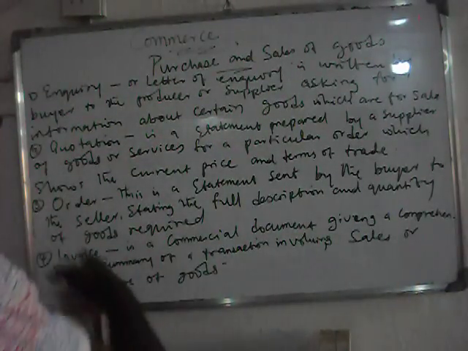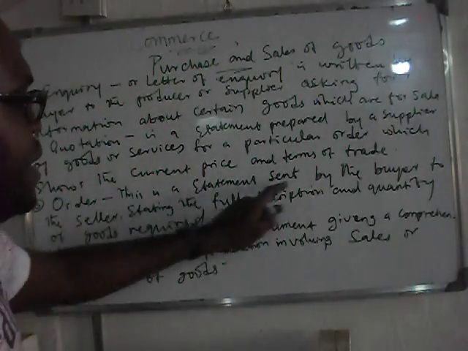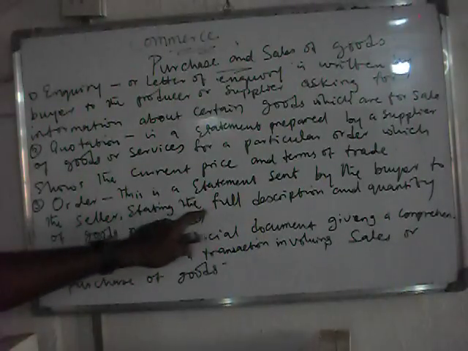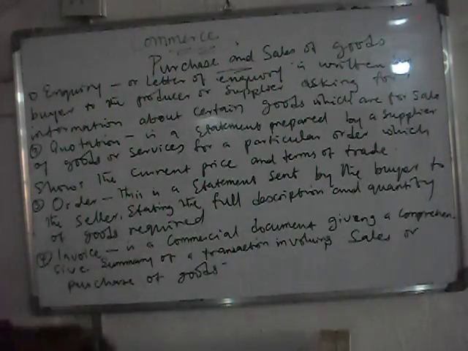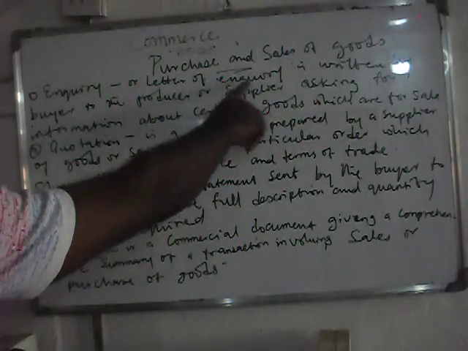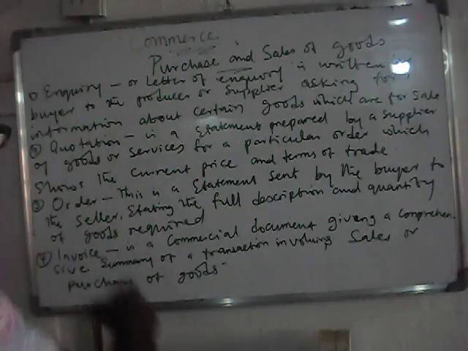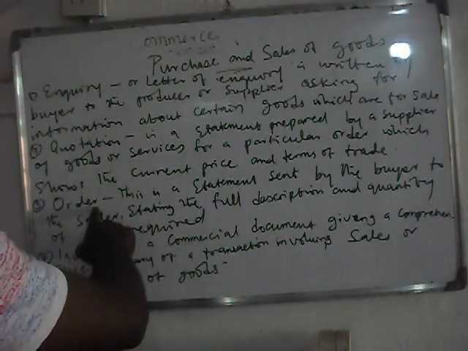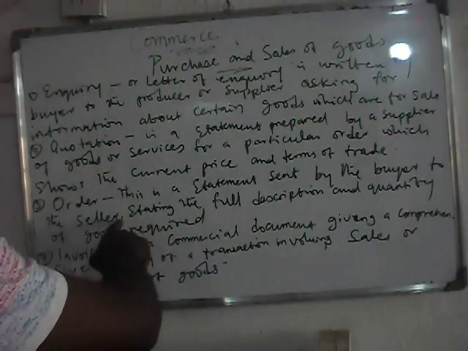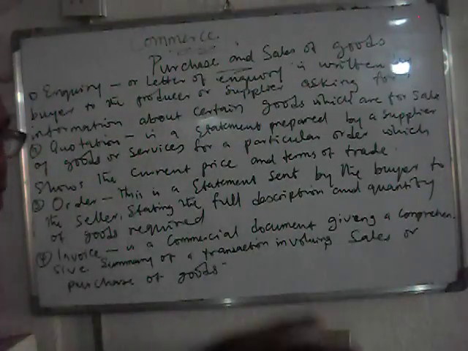Exactly. Then thirdly, we have what we call order. What is order? Order is a statement sent by the buyer to the seller, stating the full description and quantity of goods required. Now, after sending the letter of inquiry, knowing about the goods, now you've decided to buy the goods. So you send what we call order. You understand? You, that is the buyer, send it to the seller. You now state the full description of the goods you want to buy, their quantity and their prices.